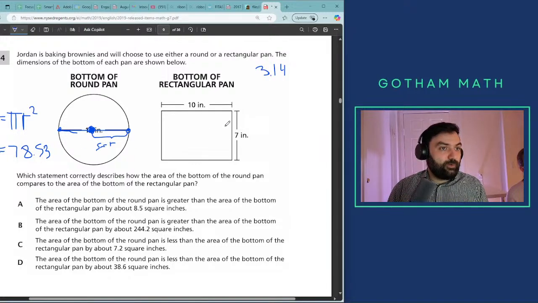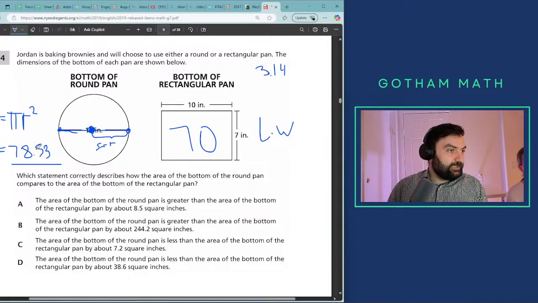Now, what is the area of the rectangle? The area of the rectangle is length times width, which is 7 times 10, which is 70. The difference between 70 and 78.53 is 8.53, right? So the area of the bottom of the round pan is greater, obviously, by about 8.5, which is exactly it. The difference is 8.53. So the correct answer is A.